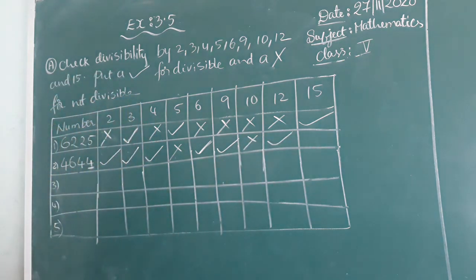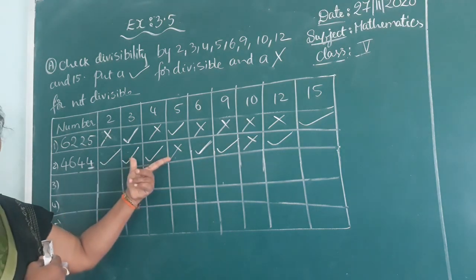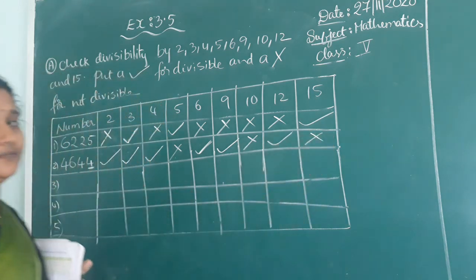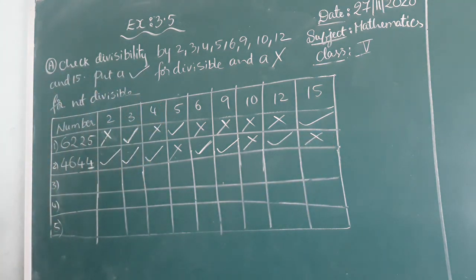And 15. If it is divisible by 3 and 5. Here 5 is not possible, so this number is also not divisible by 15. See the next one.